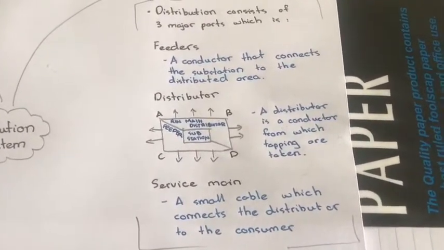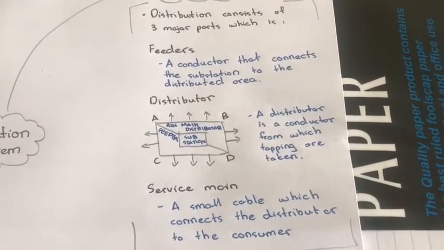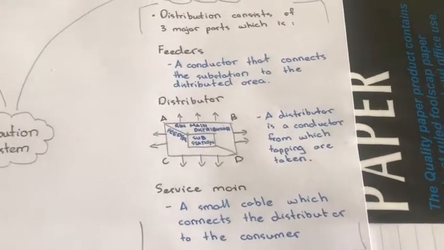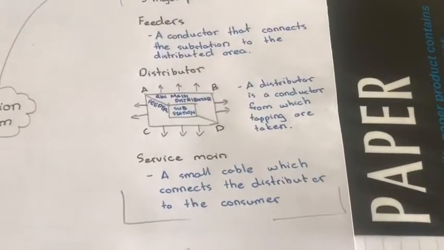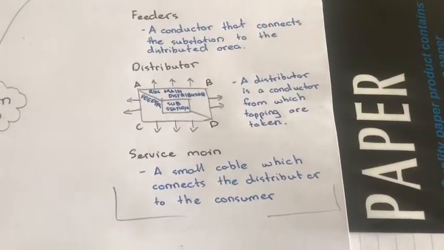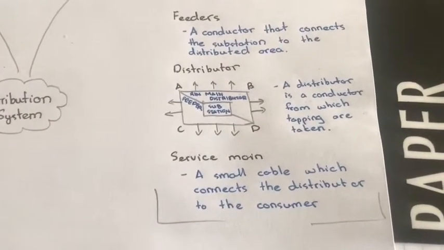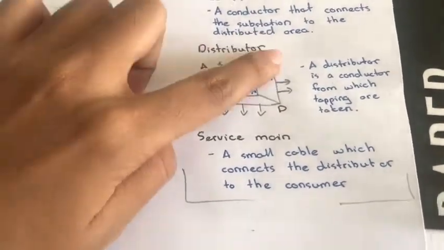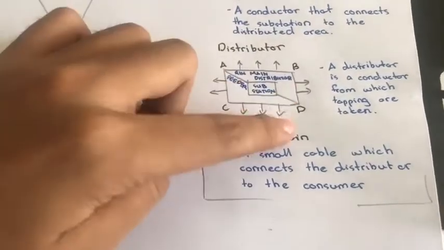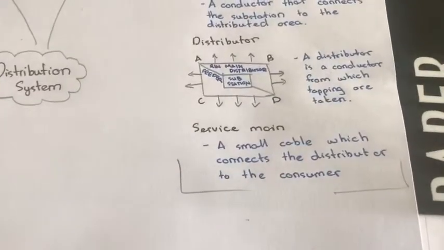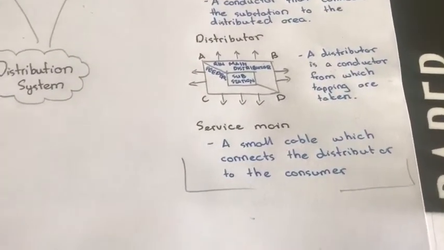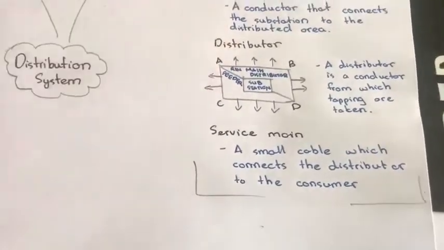A feeder is a conductor that connects the substation to the distributed area. A distributor is a conductor from which tappings are taken. So the distributor points are A to B, B to C and C to D. And the service main is a small cable which connects the distributor to the consumer.